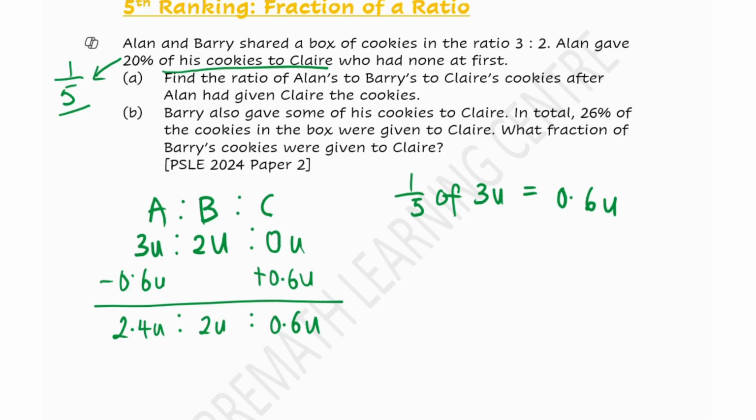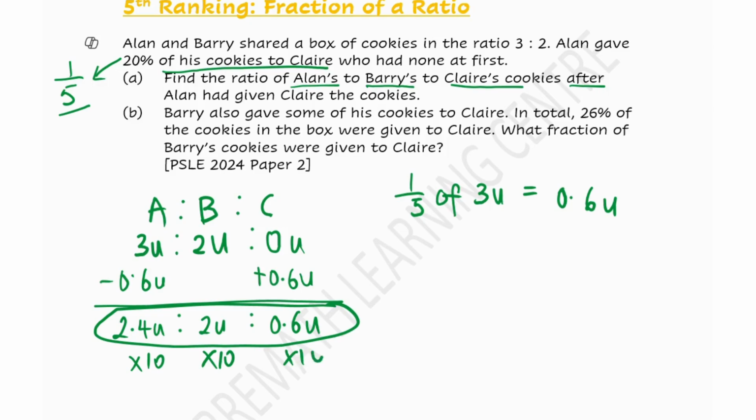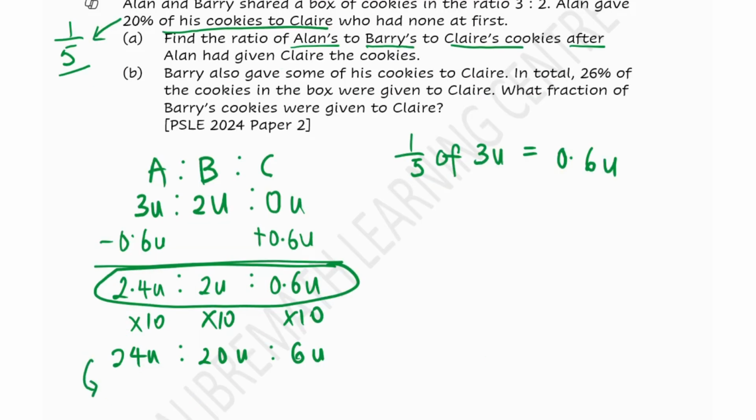In part A, the question wants you to find the ratio of Alan's to Barry's to Claire's cookies after Alan had given Claire the cookies. So this is the ratio in the end for the 3 of them. Let's make the decimals become a whole number. We can multiply each of them by 10 to get 24 units is to 20 units is to 6 units. Noting that all those numbers here are even numbers, we will be able to simplify them by dividing by 2 throughout. And that gives us 12 units is to 10 units is to 3 units. So the answer for part A will be 12 is to 10 is to 3.